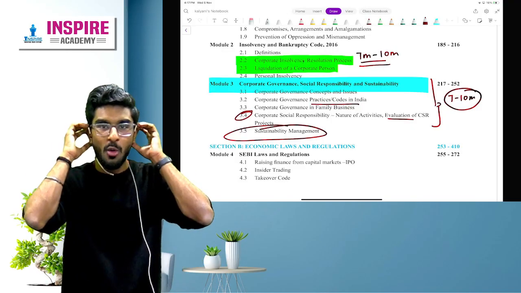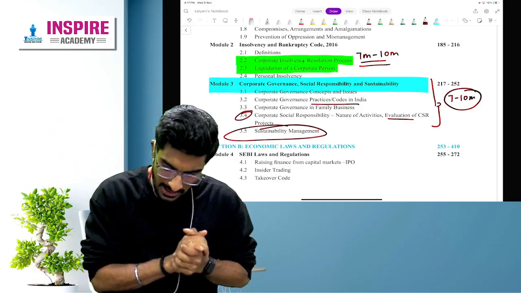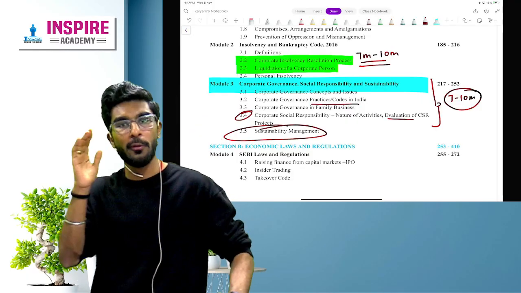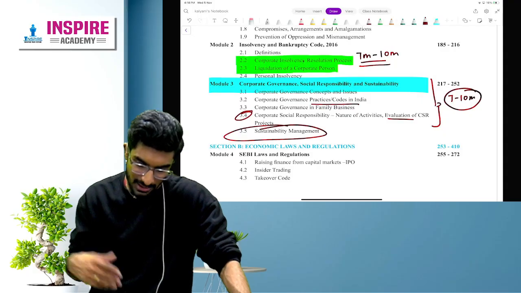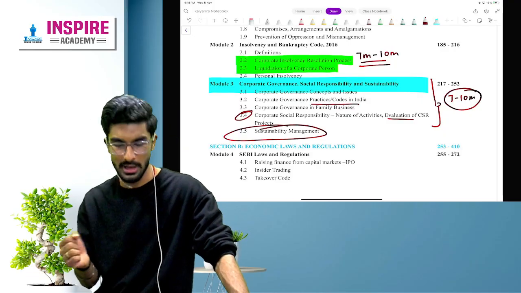So without wasting any time, people, let's get started with 3.4, and that is corporate social responsibility, nature of activities, evaluation of CSR projects. Okay, chalo.